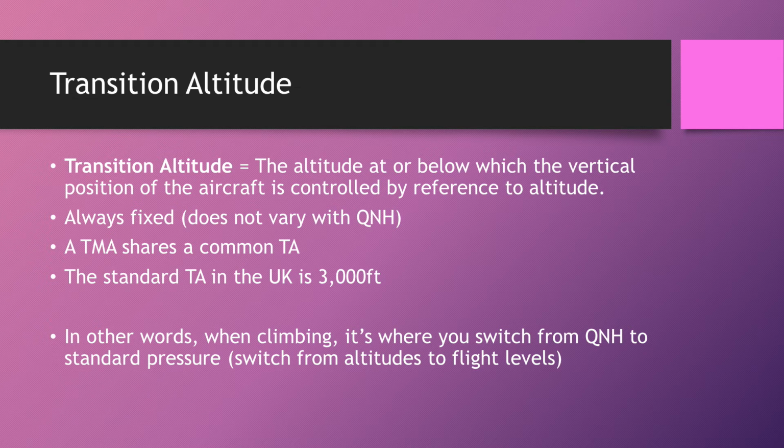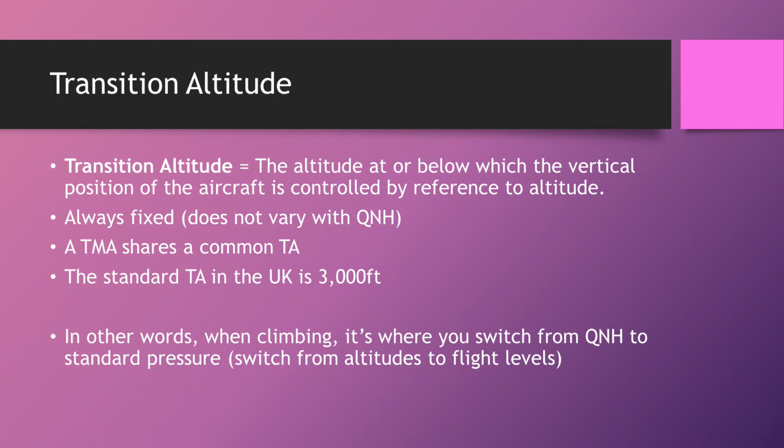A TMA, and don't worry if you're not sure what a TMA is, we're going to get to that in future videos when we do airspace classification, but a TMA shares a common transition altitude. So for example, all the airports in the London TMA share the transition altitude of 6,000 feet. All the airports in the Manchester TMA share the transition altitude of 5,000 feet. Key point is that the standard transition altitude in the UK is actually 3,000 feet, although it does vary quite a bit across the country. So although the standard's 3,000, a lot of the time the transition altitude won't actually be 3,000 feet, so make sure you check the charts.